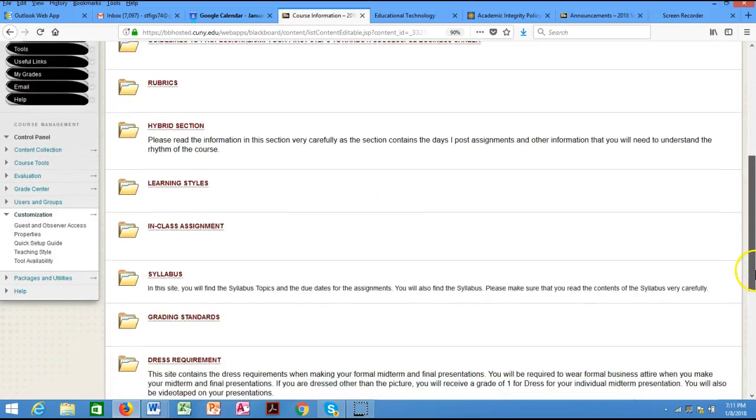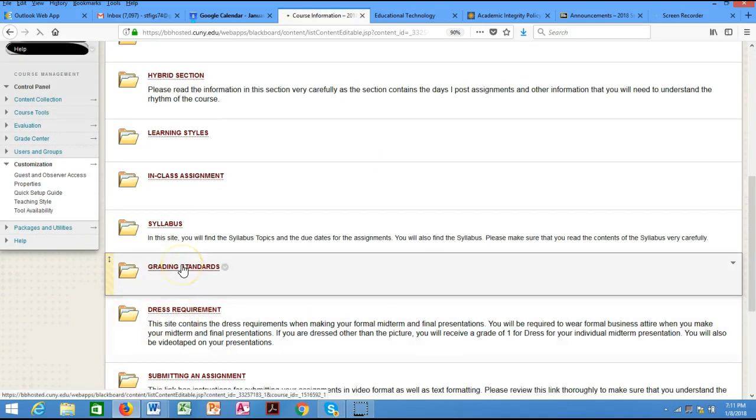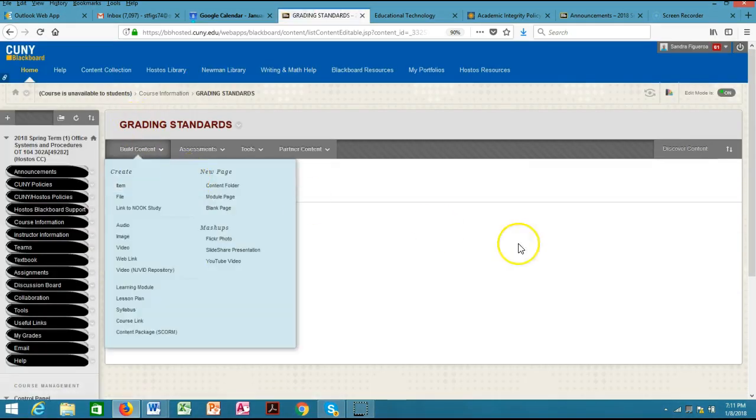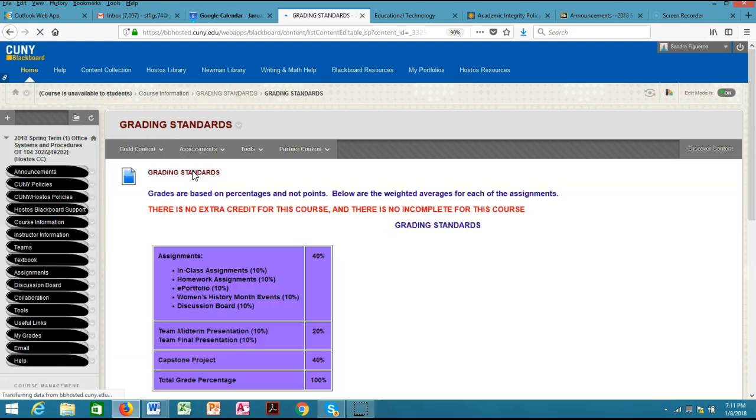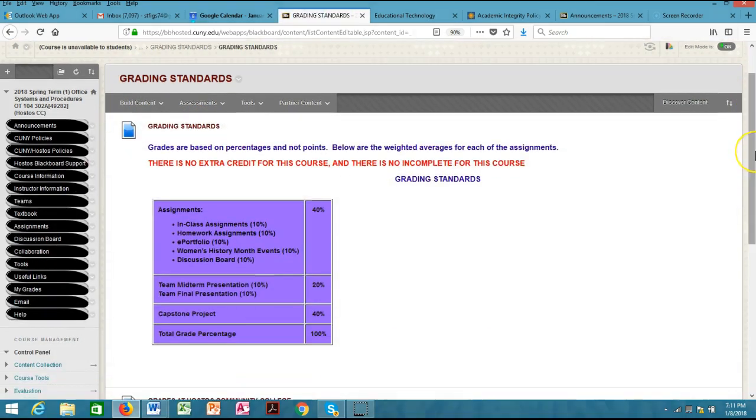Okay. And let's take a look at the grading standards. Now, make sure that you understand, ladies and gentlemen, that this is a college class. This is a 100 level class. There is no extra credit for this course. You're going to ask me this. This happens every semester. I'm saying it to you now. It's in writing and it's in the syllabus and it's on Blackboard.